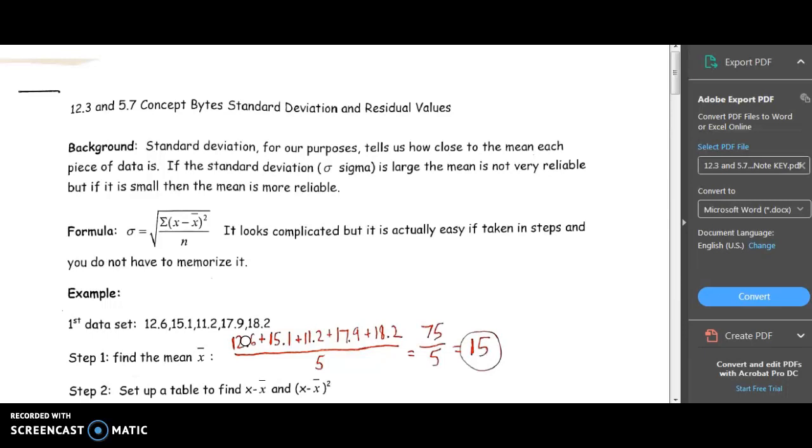Like we've done before, we're going to take those 5 data members and add them together to find a sum. I think those all add up to 75. Just like with our other averages, we divide that by 5 because there's 5 data items, and we come up with 15 for a mean of that set.